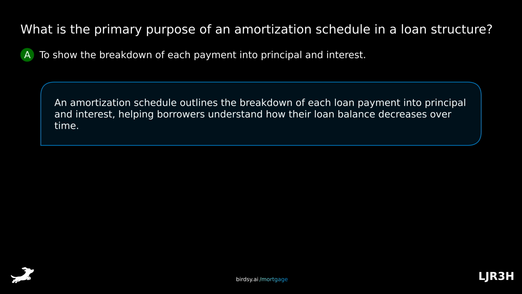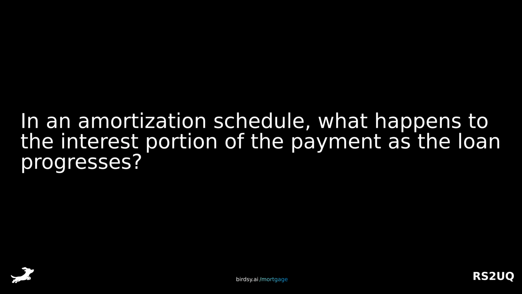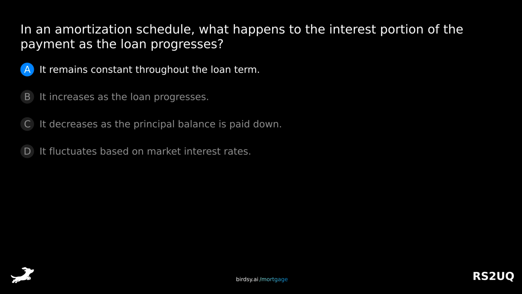In an amortization schedule, what happens to the interest portion of the payment as the loan progresses? Is it A, it remains constant throughout the loan term? B, it increases as the loan progresses? C, it decreases as the principal balance is paid down? Or D, it fluctuates based on market interest rates?